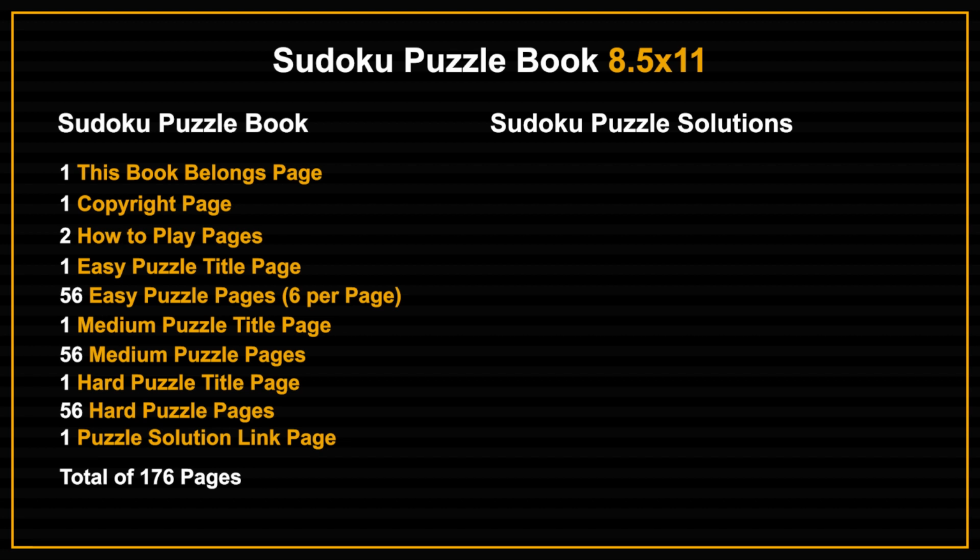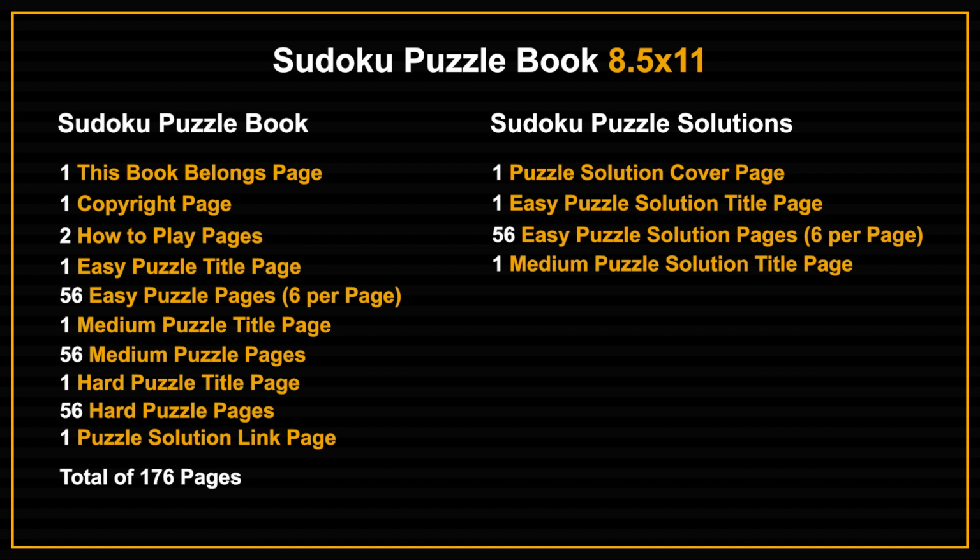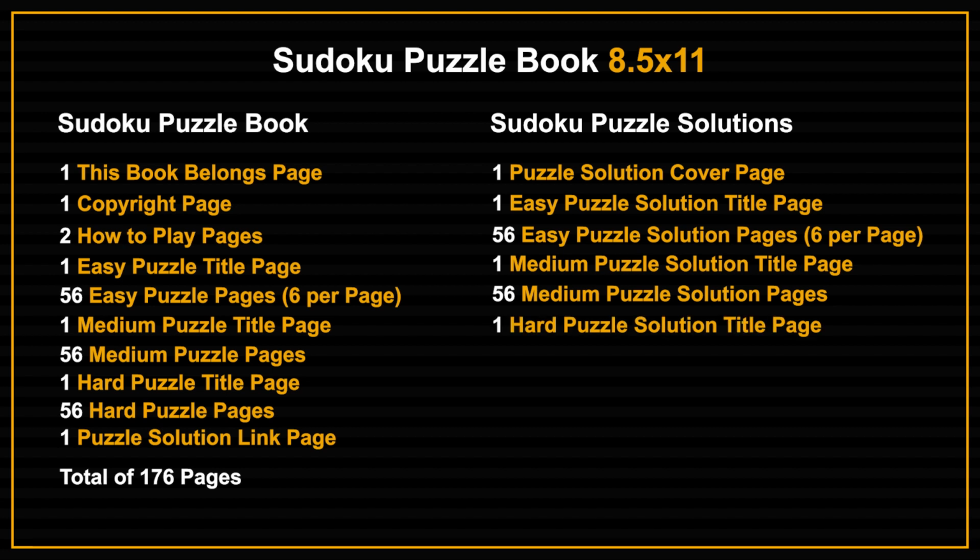Okay, so for my puzzle solution document, I'm going to need one puzzle solution cover page. It doesn't have to be anything special. One easy puzzle solution title page, because I want my solution document to mirror my puzzle book, so I'm going to lay it out the exact same way. Then I'm going to have 56 pages of easy puzzle solutions with 6 per page, followed by one medium puzzle solution title page with another 56 pages of medium puzzle solutions. And finally, one hard puzzle solution title page, followed by 56 pages of hard puzzle solutions.